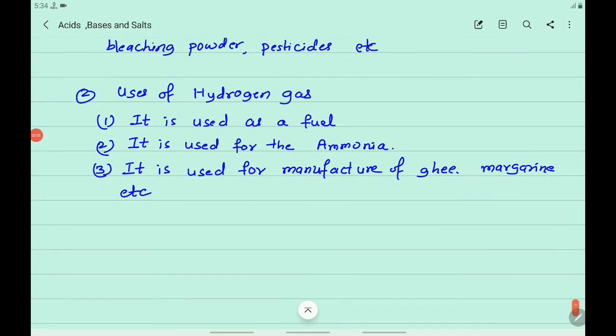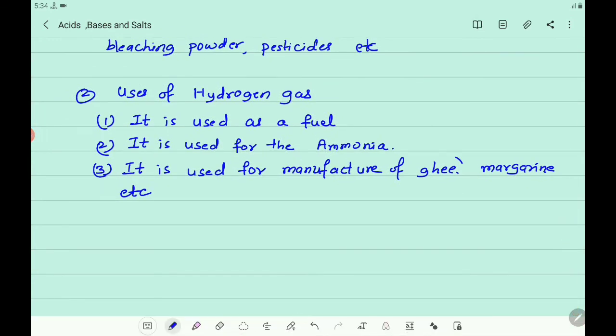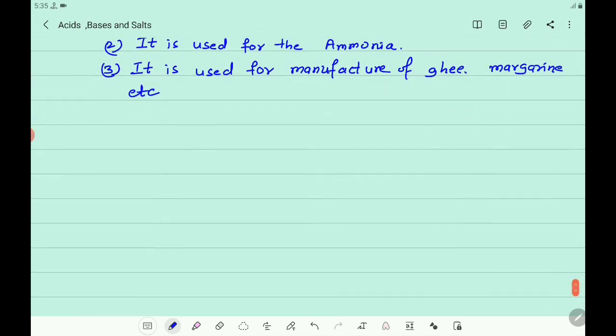Children, you know about ghee. Then what is margarine? Margarine is a processed food that is designed to taste and look similar to butter. It is often recommended as a heart healthy replacement. Modern types of margarine are made from vegetable oils which contain polyunsaturated fats that can lower the bad LDL cholesterol when used instead of saturated fat. So, in the manufacture of margarine and ghee, hydrogen gas is used. Then you take the next one.